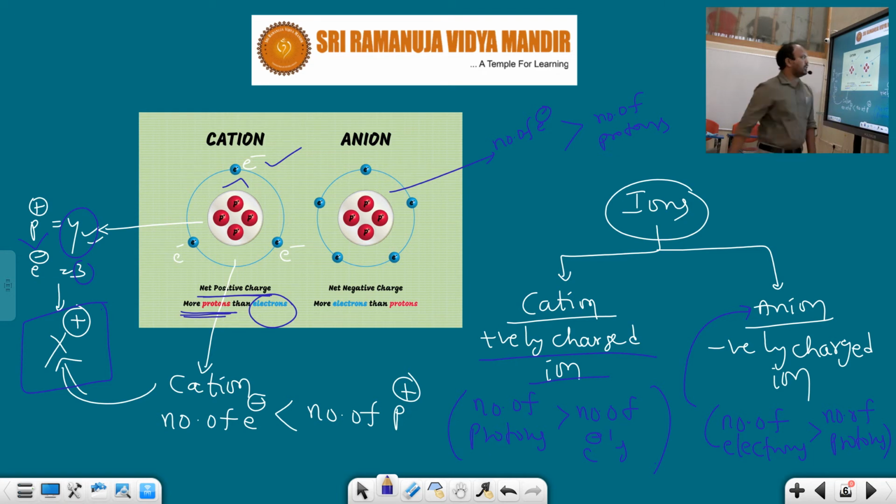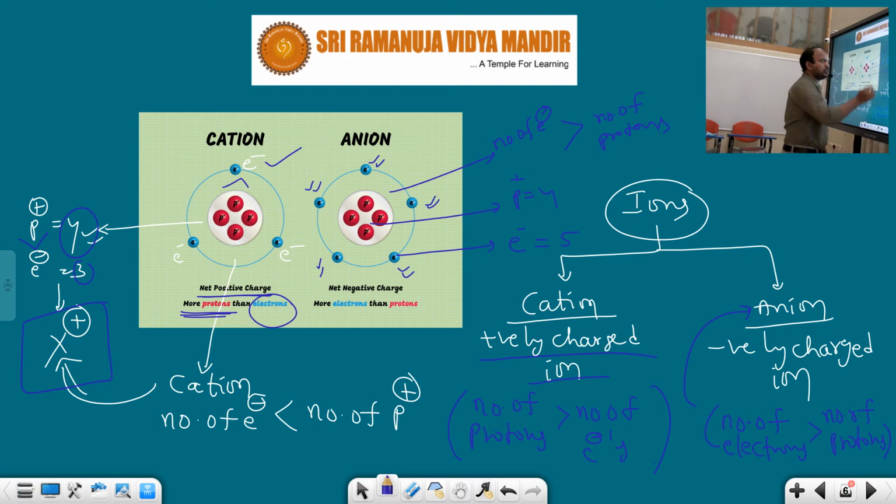Here, for anions, you should observe this one. How many protons are there here? Protons are 4. How many electrons are there here? Electrons are negative charge, protons are positive charge. Okay, total how many electrons are there? 1, 2, 3, 4, 5.